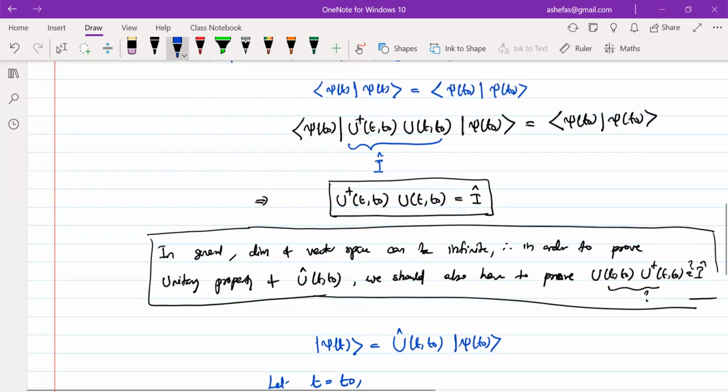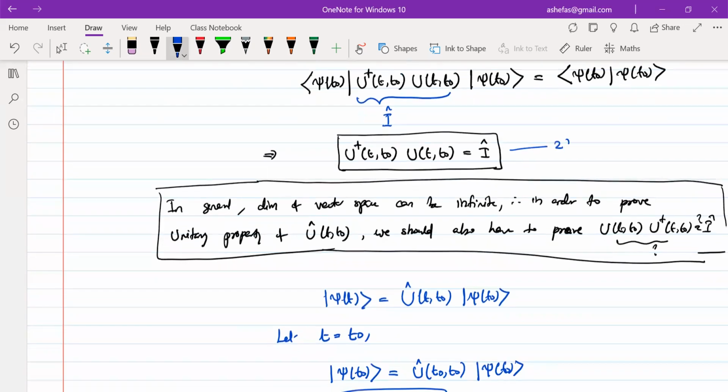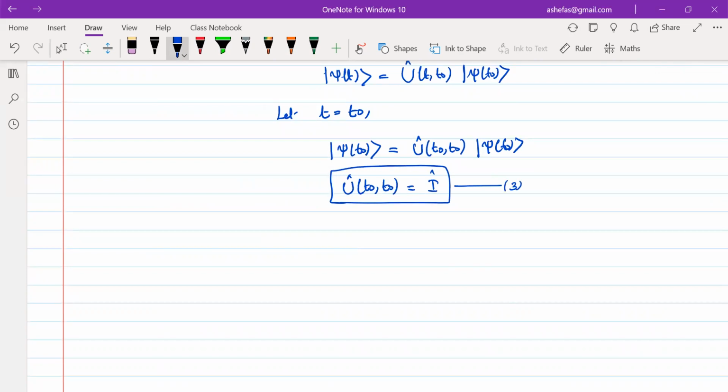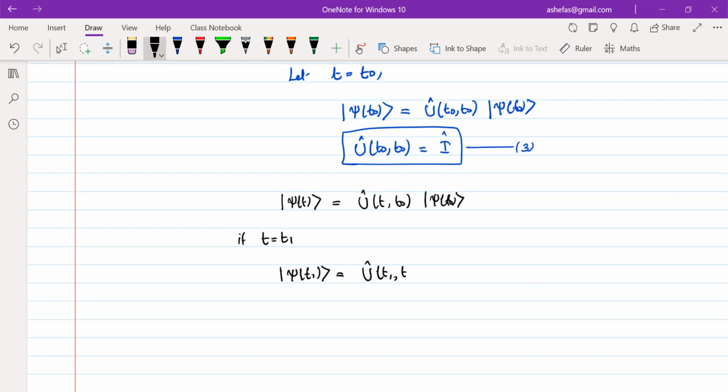Okay, so let this be equation number 1, this be equation number 2, and let this be equation number 3. Again, we have our equation number 1, which is psi of t equals U(t,t0) psi of t0. Now if we replace t by t1, we can write psi of t1 equals U(t1,t0) psi at t0.